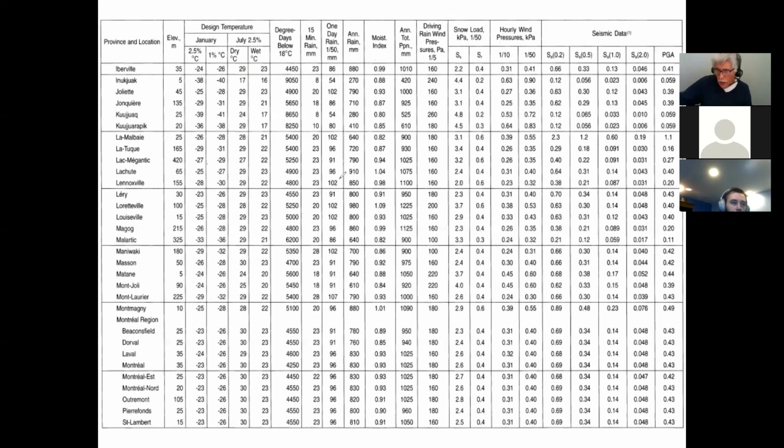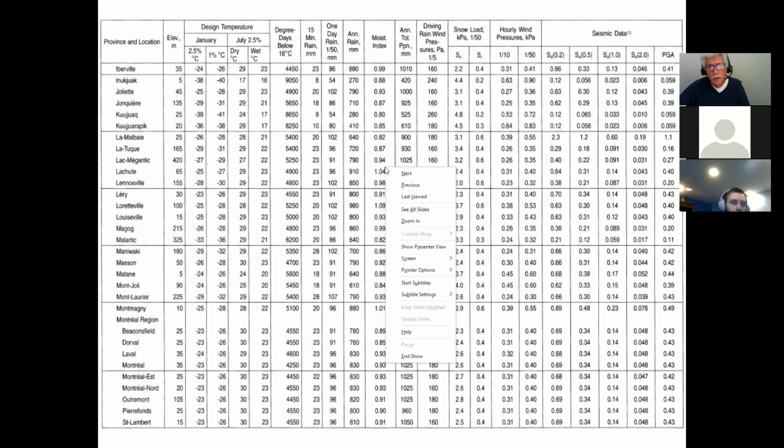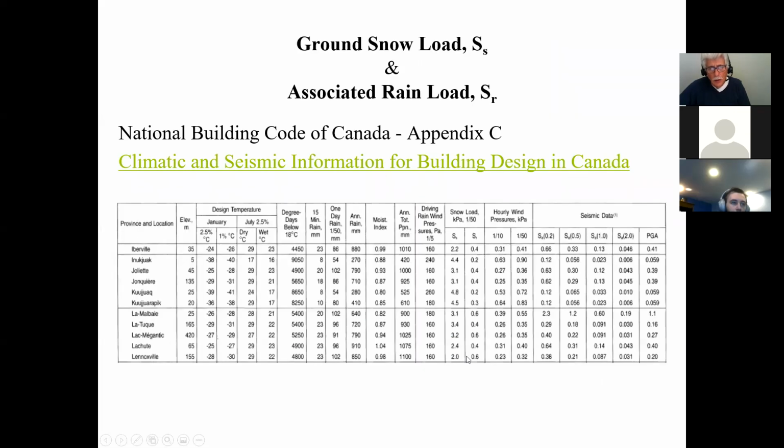Okay, and like I said, we'll have a couple of examples. We'll come back and we'll use these tables, but I just wanted to give you an idea what these things can be used for. So that's where you get those two values.